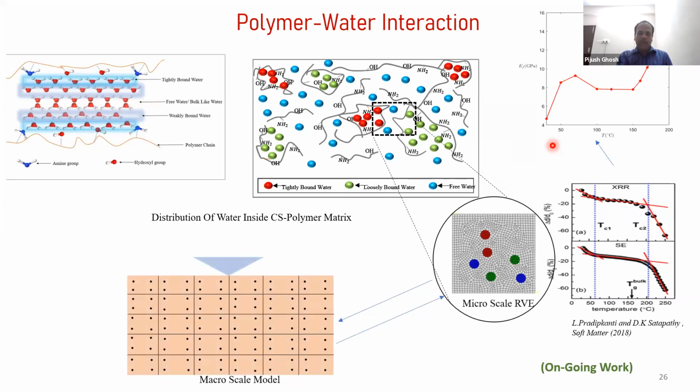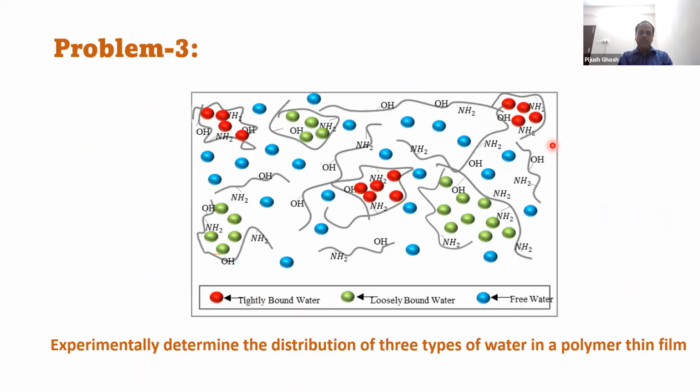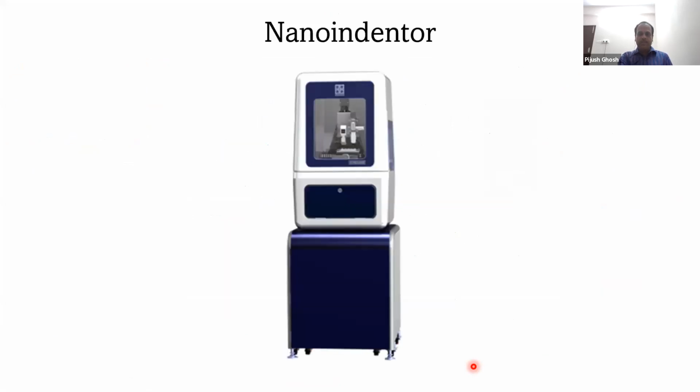But the problem that we have is, maybe from your experience you can tell, what is very important is, how do we determine the distribution of the 3 types of water in a polymer thin film? When I say distribution, it's not necessarily the quantity, but the spatial distribution in these thin films. So if somebody can help us with that, it would be very nice. Okay, I will take 2 more minutes. So that's all about the 3 problems.